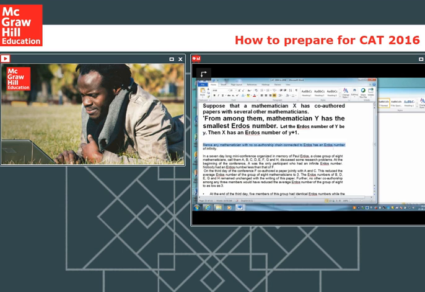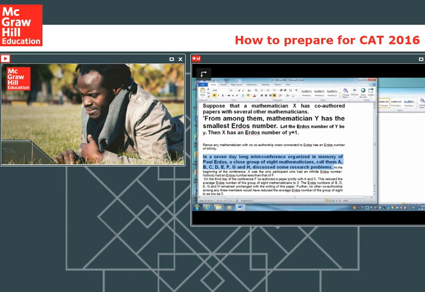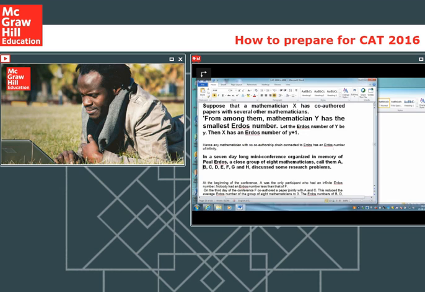So we move on. Hence, any mathematician with no co-authorship chain connected to ERDOS has an ERDOS number of infinity. We can make sense of that. Now the data starts coming. Till this point, this was just talking about the basic situation of the problem. Now the data starts coming. Let's read this statement by statement.